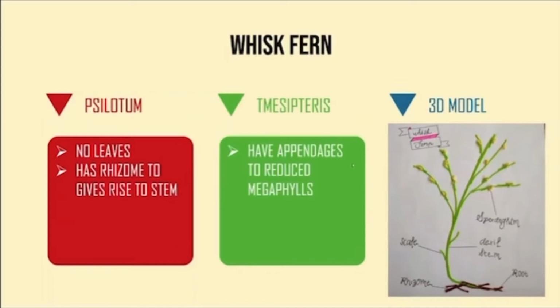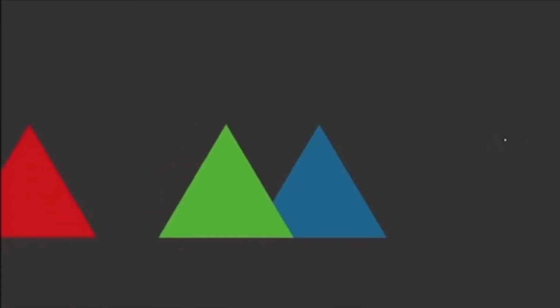And then this is the 3D model which has been made by my group mate, Ismahani. So this is the sporangium, the yellow one, and then the stem, and the scale, and the rhizome, and the root.